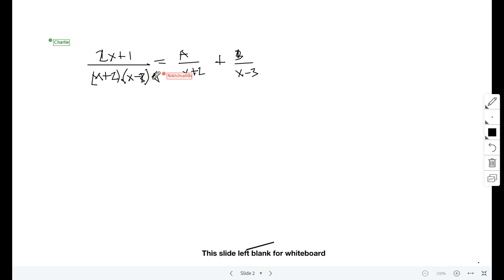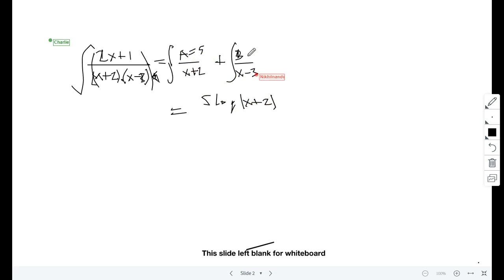What is the purpose of this? We understood what partial fraction is. Partial means we are splitting into 2 parts, basically 2 or 3 parts. And what is the purpose? This chapter is used in integration, because we cannot integrate this whole thing, so we divide it into these 2 parts, and then it's easy to integrate. Let's say a is 5, so I get 5 log of x plus 2, since the integration will be log x plus 2. Let's say I get b as 7, so 7 log of x minus 3.